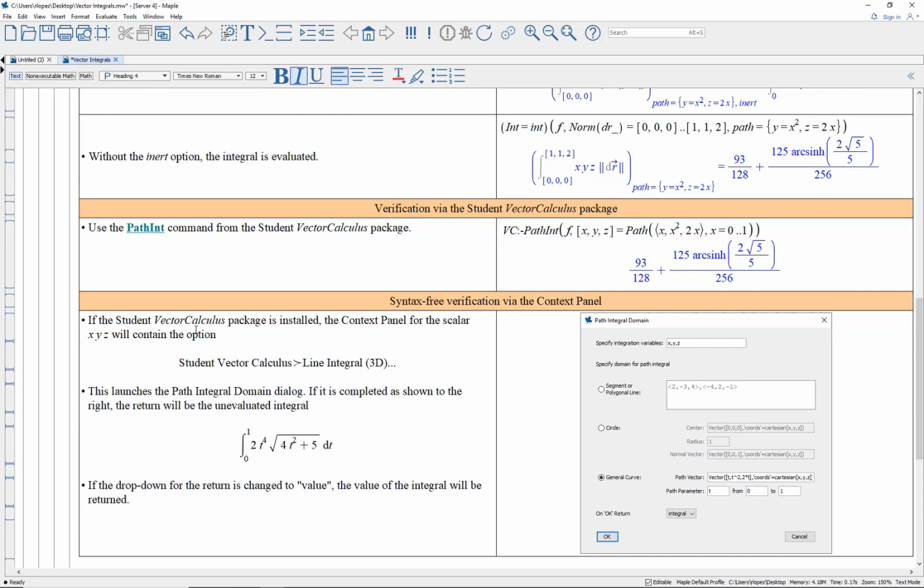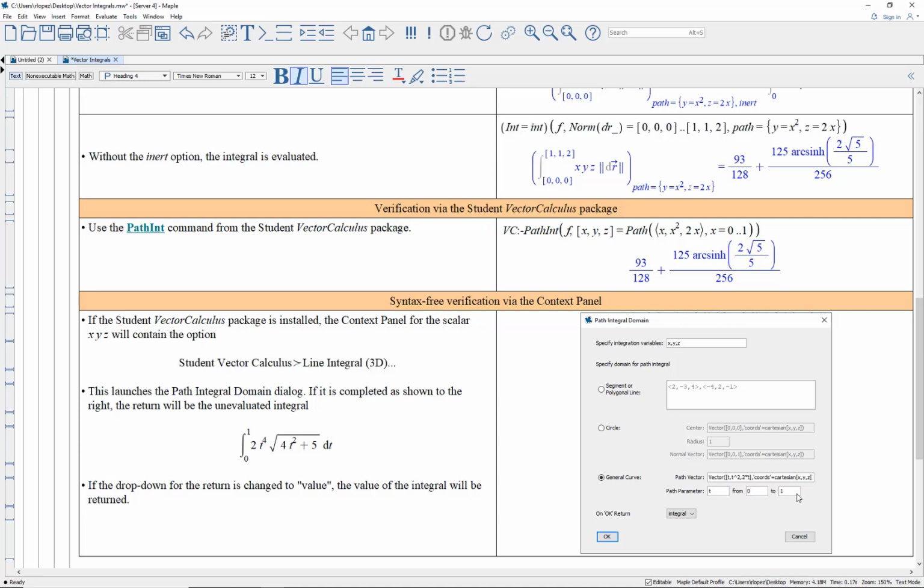In Student Vector Calculus, if it's installed, the context panel on the scalar xyz will open to this option, line integral 3D. You get the path integral domain dialog opening. We are doing a general curve. The integration variables are x, y, z, and you see here you give it as a vector t, t squared, 2t.